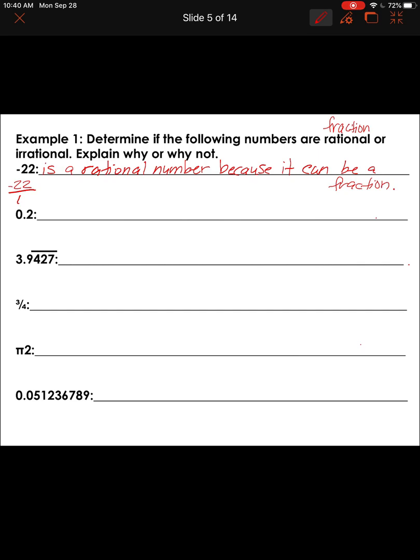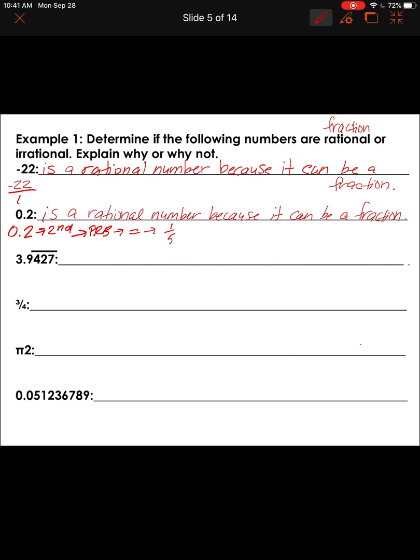0.2. So on your calculator, do me a favor, put 0.2, hit the second button, hit the PRB button, hit your equals, and does that turn into a fraction? Sure does. It is 1/5. So 0.2 is a rational number because it can be a fraction.